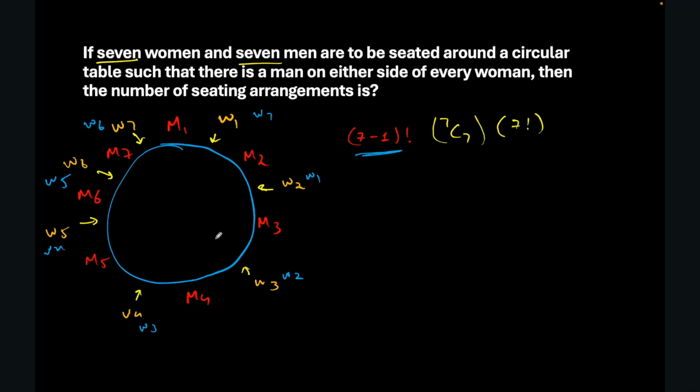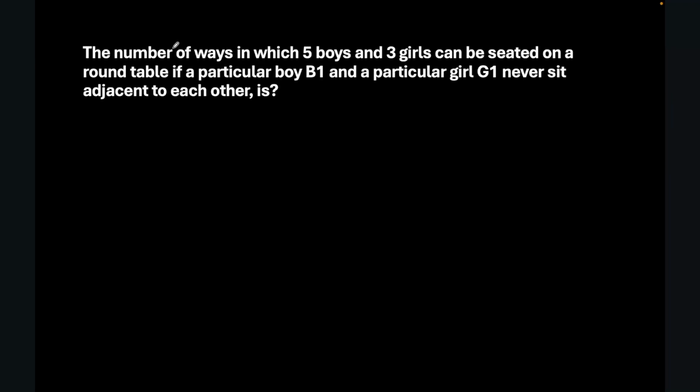I could have done it the other way around. I could have placed the women first, then done 7 minus 1 factorial, then done it for the men, 7C7, and then 7 factorial. I would have got the same thing. That's why I'm putting 7 factorial and I'm not putting 7 minus 1 whole factorial. So let's just simplify this out. We have 6 factorial times 7 factorial. That's it.